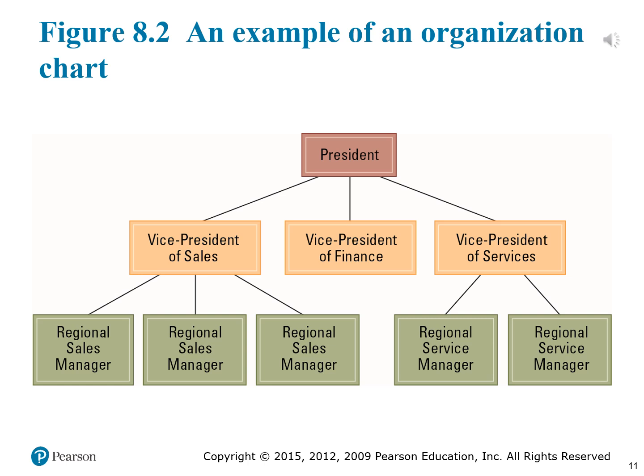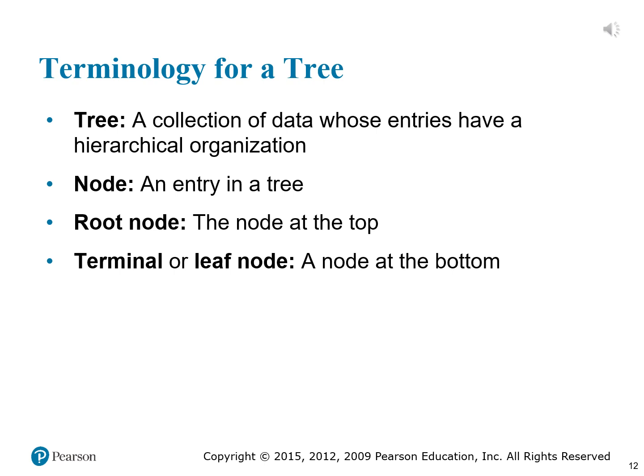A tree is a collection whose entries have a hierarchical organization similar to that of an organization chart of a typical company, figure 8.2. The president is represented at the top with lines branching down to the vice presidents, who are followed by regional managers and so on. Let us check the terms used for a tree structure. A tree is a collection of data whose entries have a hierarchical organization. Each position in a tree is called a node, as shown in figure 8.3 below.